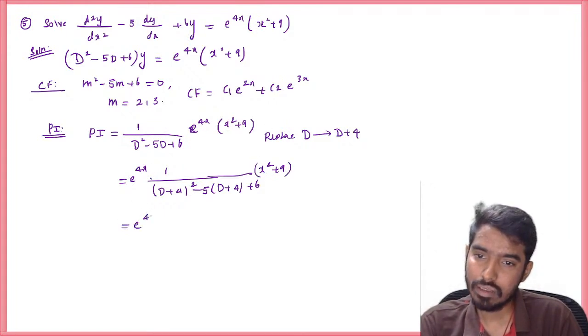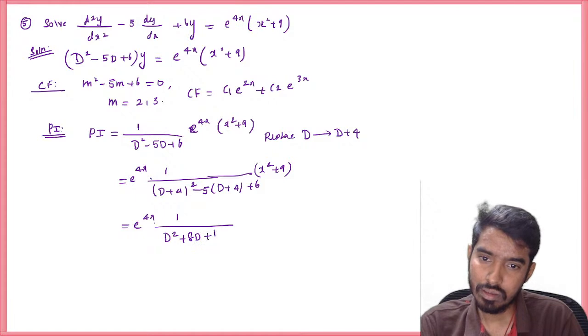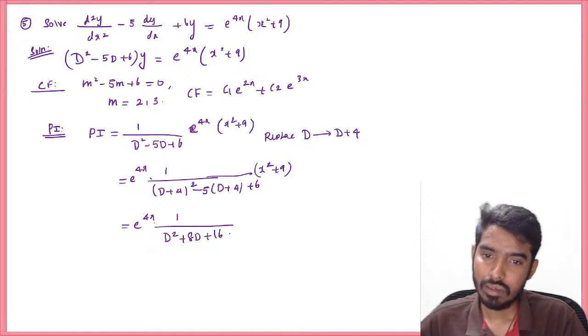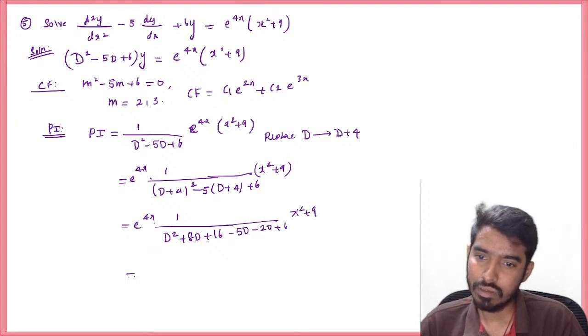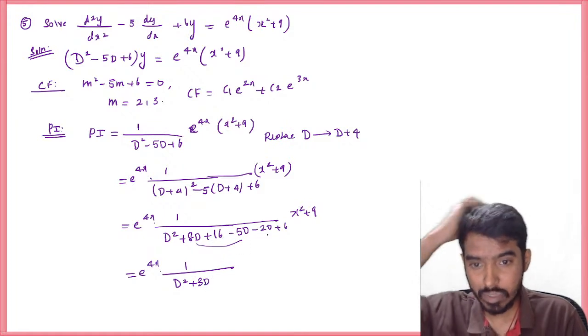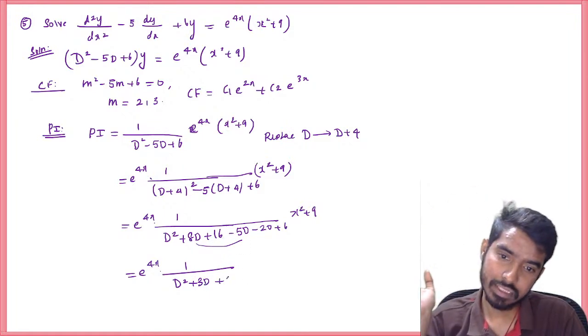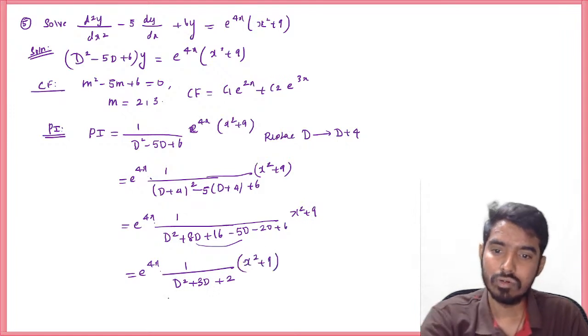This will be e power 4x, 1 divided by a square plus 2 times ab plus b square. And here we have minus 5d minus 20 plus 6, x square plus 9. This will be e power 4x, 1 divided by d square. So 8d minus 5d is 3d. 16 minus 20 is minus 4. Minus 4 plus 6 is plus 2. x square plus 9. So take this 2 outside.